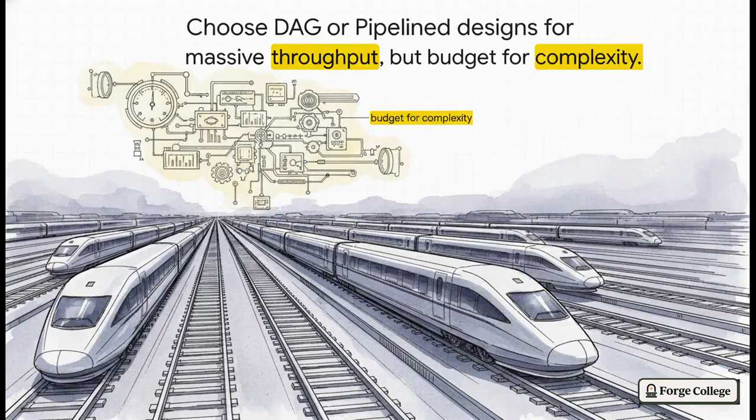Rule number 2. Choose DAG or pipeline designs when your network demands massive concurrent throughput and you want to avoid that single leader bottleneck. But, and this is a really big but, you must explicitly budget for the complexity. Immense speed comes with a heavy cost. You're going to be maintaining robust rollback procedures, intricate ordering logic, and highly specialized monitoring tools just to make sure your localized switch yards are actually merging correctly.